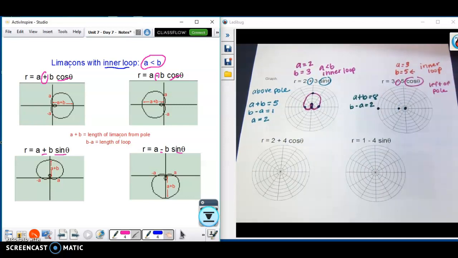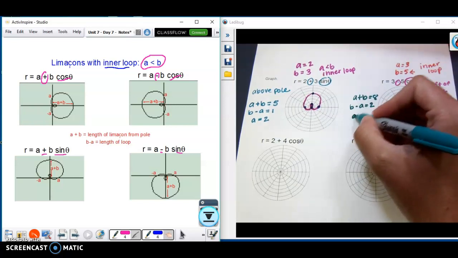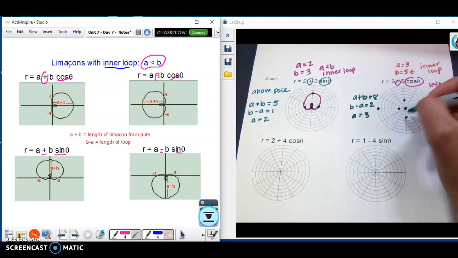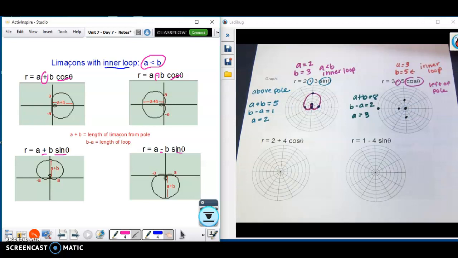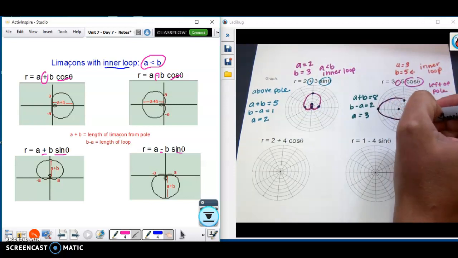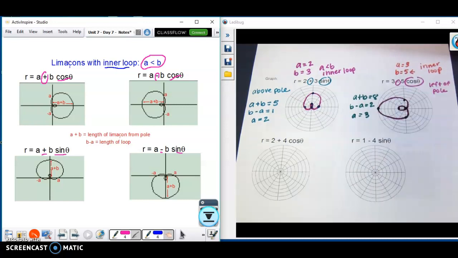So here we know how far left it goes, but we don't know how far up and down it goes. So you're always going to use the A value to get that. So from the pole, we're going to go up 3, and we're going to go down 3. And then we can draw this in. So we have a circular shape here. Then we're going to go to our pole, loop, and then go back. So it should look something similar to that.